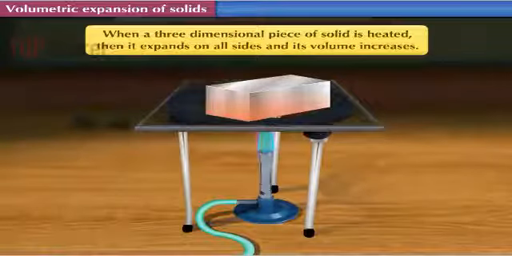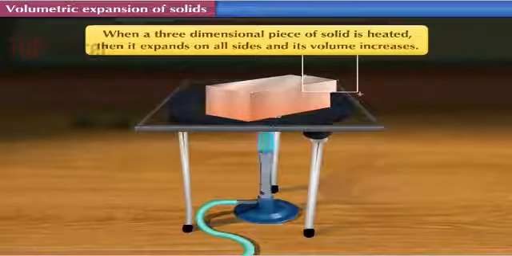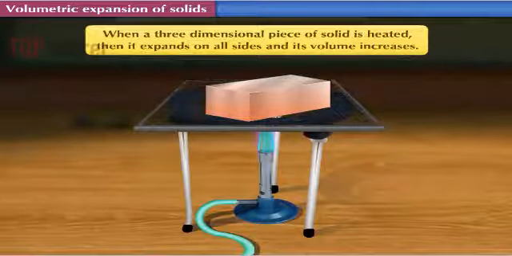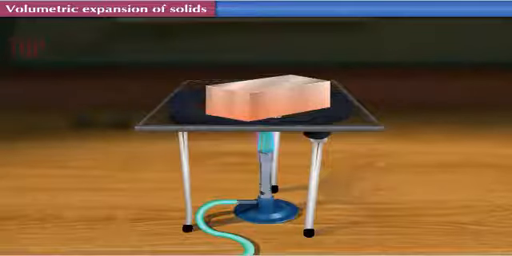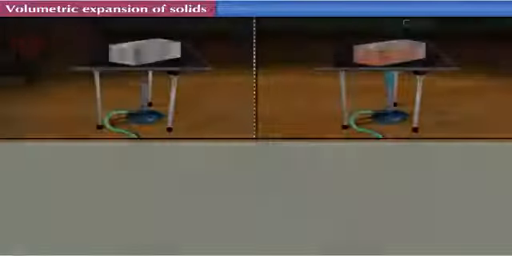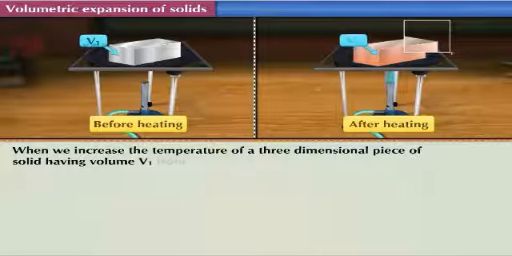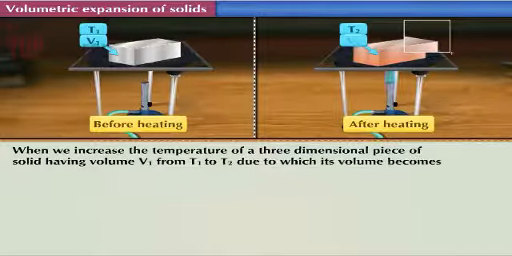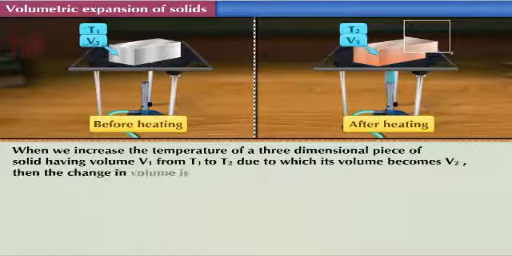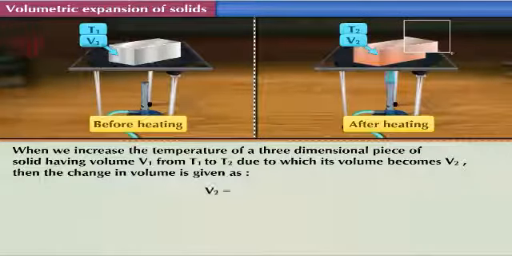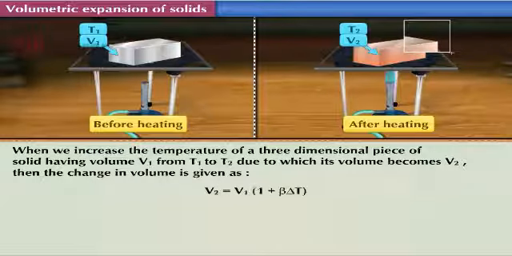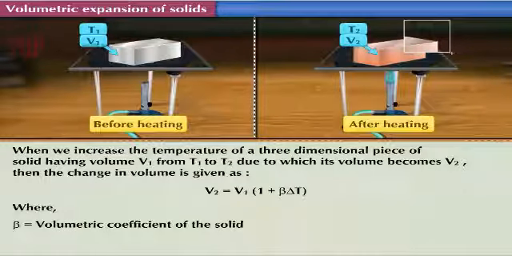Volumetric expansion of solids. When a three-dimensional piece of solid is heated, it expands on all sides and its volume increases. This is called volumetric expansion of a solid. When we increase the temperature of a three-dimensional piece of solid having volume V1 from T1 to T2, due to which its volume becomes V2, then the change in volume is given as V2 = V1(1 + β ΔT), where β is the volumetric coefficient of the solid and ΔT is the change in temperature.